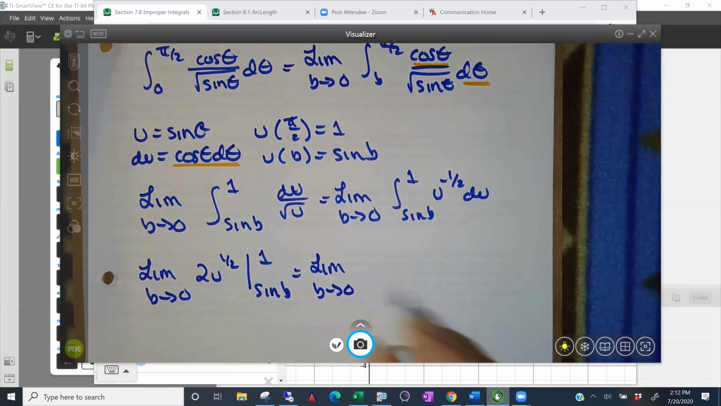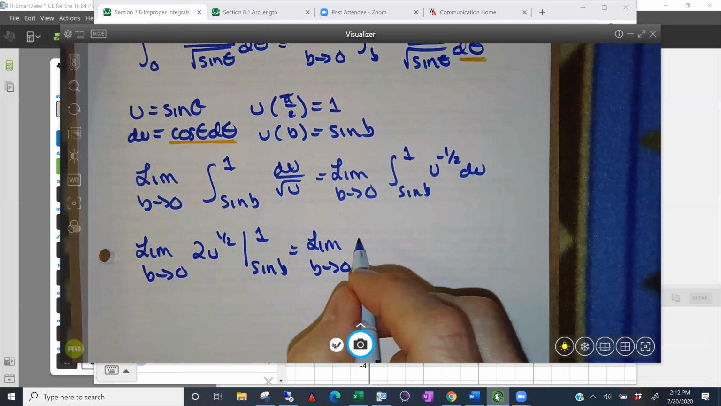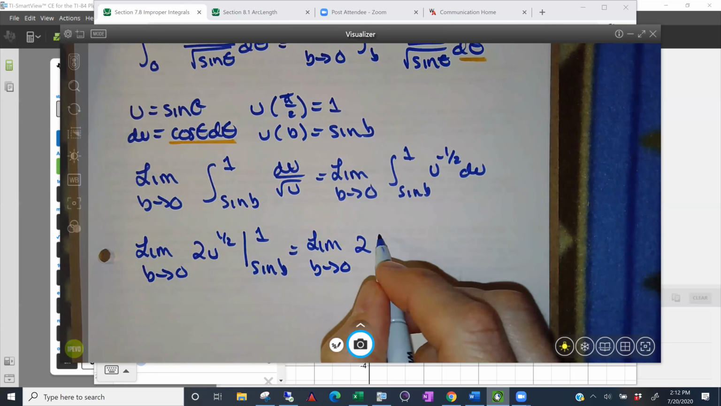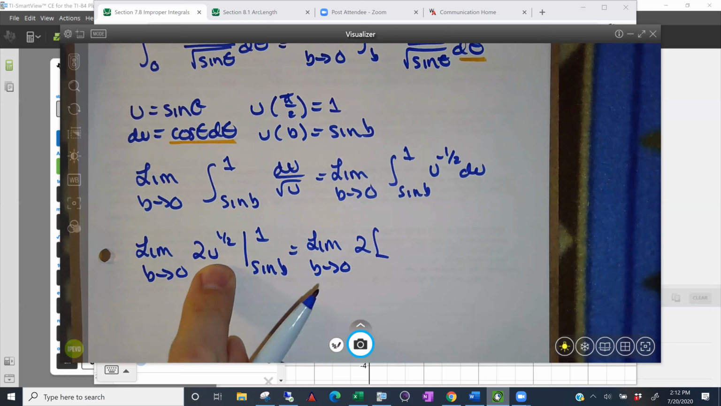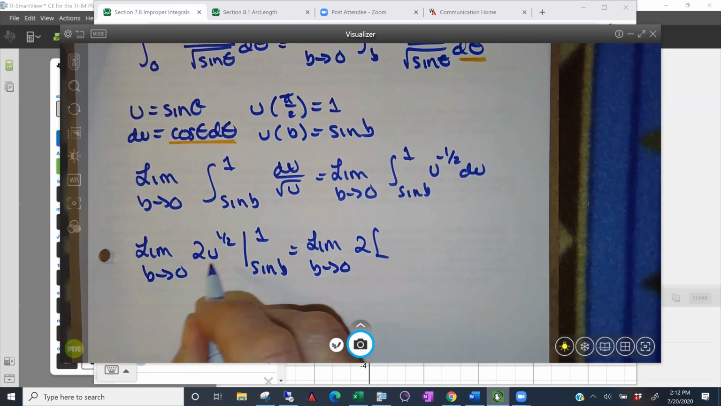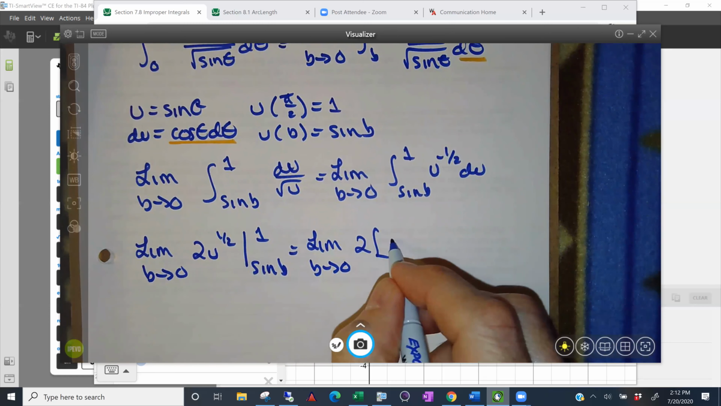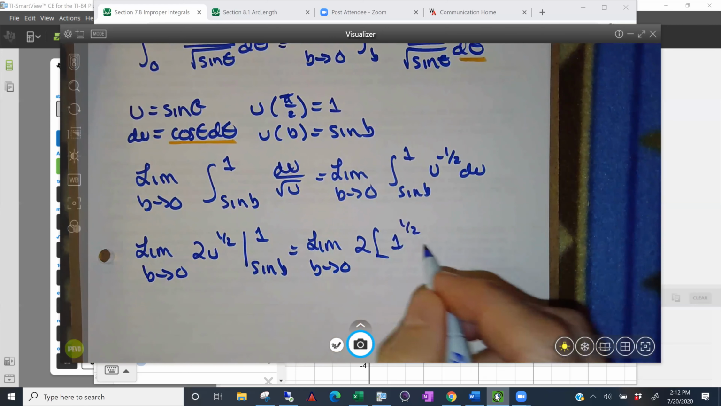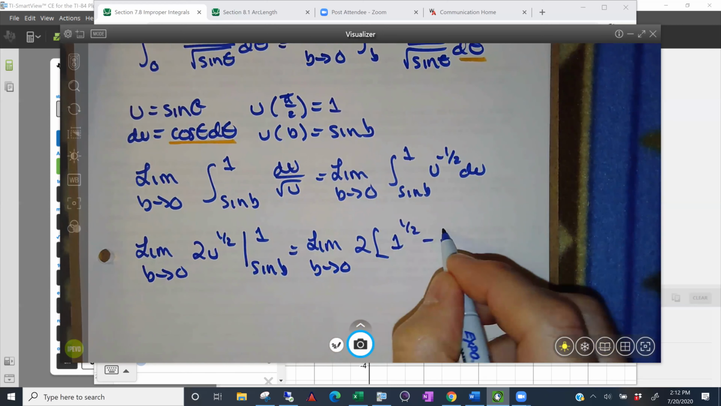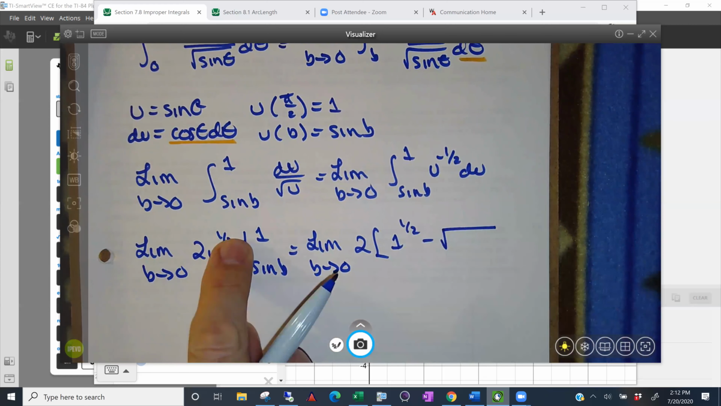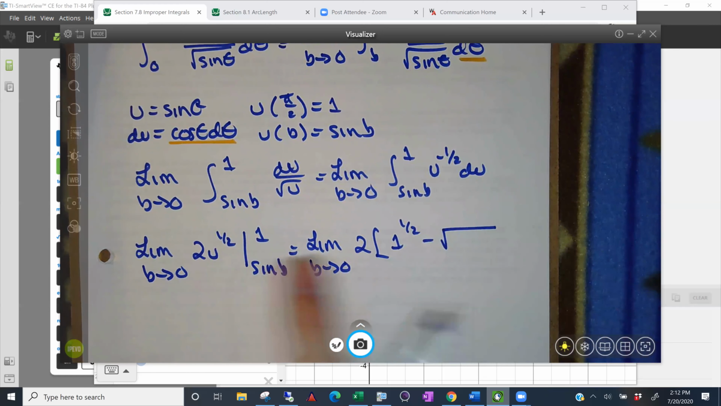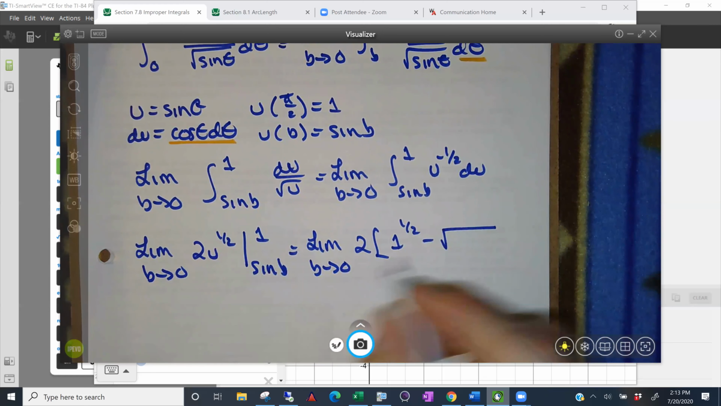Limit as b approaches 0 of 2 times, well, that's really the square root. So it'd be 1 to the 1/2 minus the square root, and I've left the 2 out in front here, square root of the sine of b.